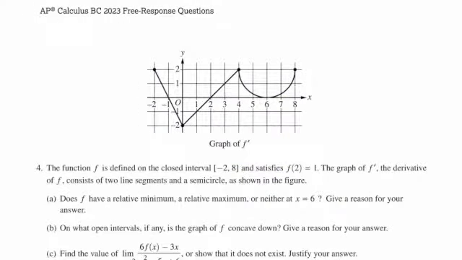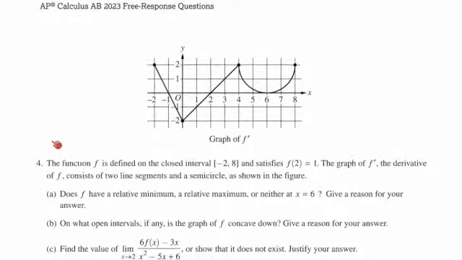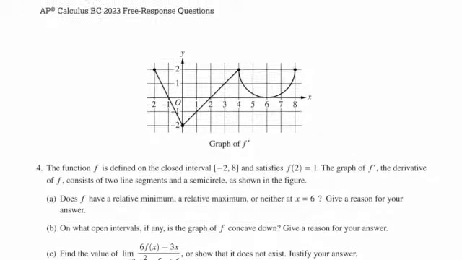AP Calculus BC 2023, problem number 4. For AB, problem number 4 is the same, so we will solve this fourth problem. It says the function f is defined on the closed interval negative 2 to 8 and satisfies f of 2 equals 1. The graph of f prime, the derivative of f, consists of two line segments and a semicircle as shown in the figure.